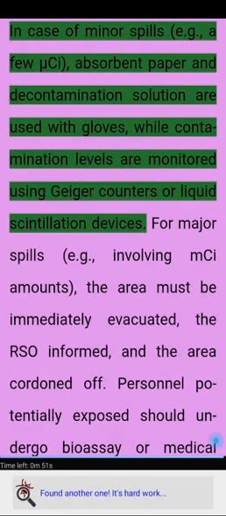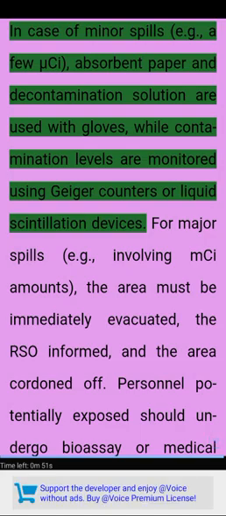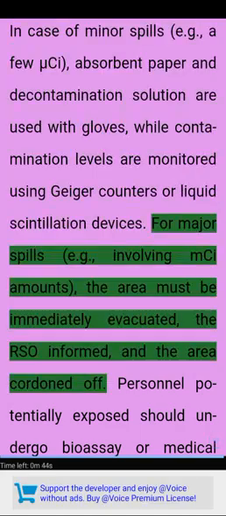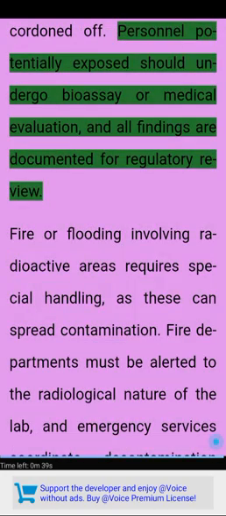Spill and accident management. In case of minor spills, e.g., a few microcuries, absorbent paper and decontamination solution are used with gloves, while contamination levels are monitored using Geiger counters or liquid scintillation devices. For major spills, e.g., involving millicurie amounts, the area must be immediately evacuated, the RSO informed, and the area cordoned off. Personnel potentially exposed should undergo bioassay or medical evaluation, and all findings are documented for regulatory review.